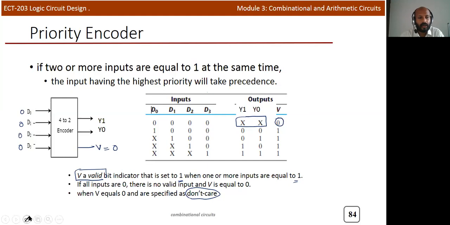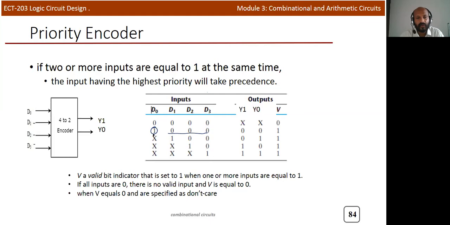Okay. Now we can take another case when D0 is equal to 1 and all other inputs are 0. So D0 is 1 means the output is 0 0, and this is a valid output.